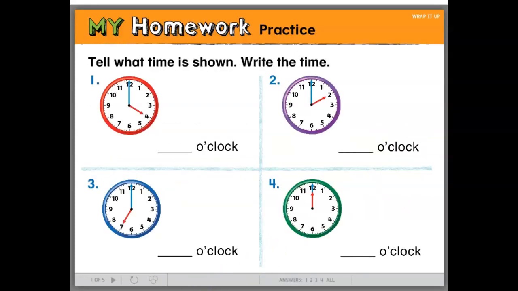Let's try a few more practice problems here. So number 1, what time is this clock showing? Look at your hour hand. So this one is 4 o'clock. What time is this clock showing?